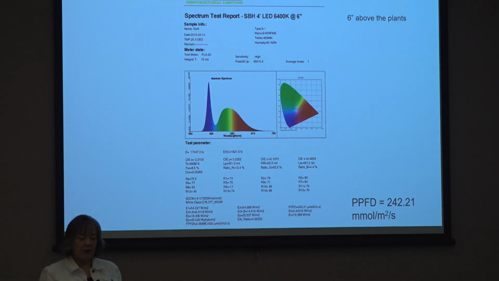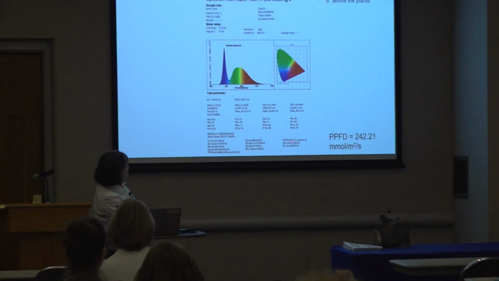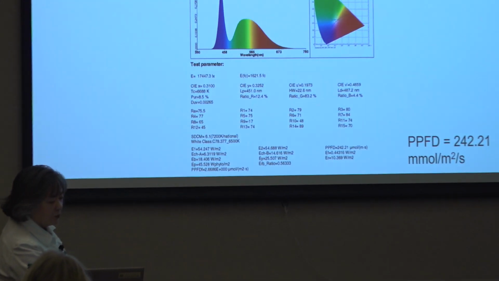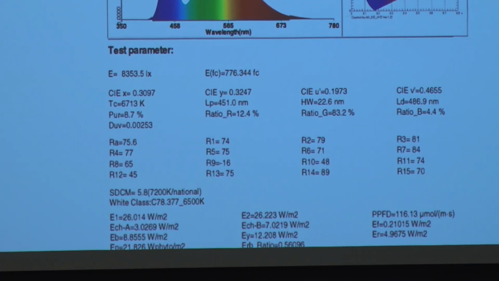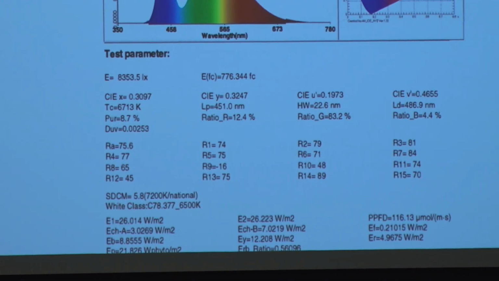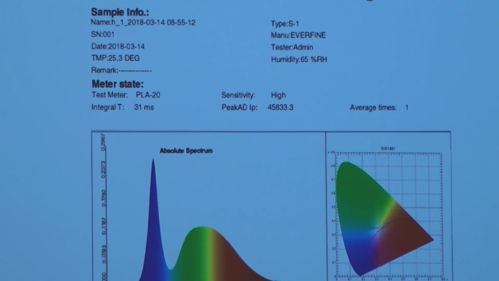Here's another light fixture I found online, and this is the Sun Blaster horticultural lighting. It's giving you figures at the 6-inch mark above the plant, so you're lighting it at 6 inches above the canopy, and if you look down here, you'd be looking for the PPFD. It's giving you 242 micromoles per meter squared per second. So very, very respectable. And here it's showing you the same light fixture hung 12 inches above the plant. It's half the light, at 116 micromoles per meter squared per second.